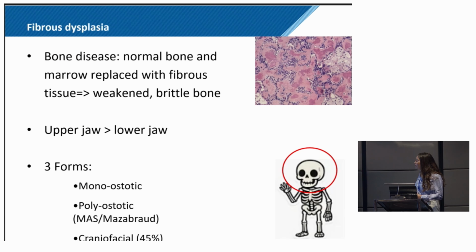So you're all familiar with what fibrous dysplasia is. It's a bone disease where normal bone and marrow are replaced with fibrous tissue, which leads to weakened, brittle bone. We see it more often in the upper jaw than in the lower jaw. And there are three forms: monostotic, polyostotic, and craniofacial. And if we look at the distribution of the lesions, we see that 45% are located in the craniofacial region.